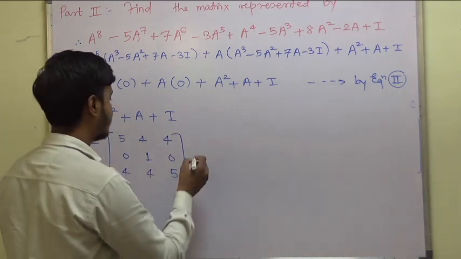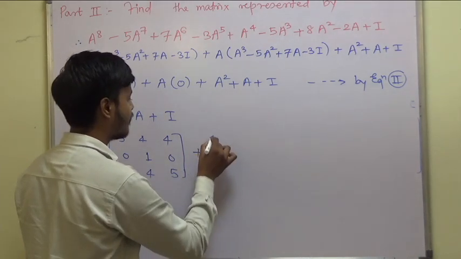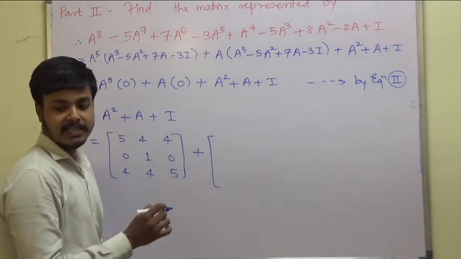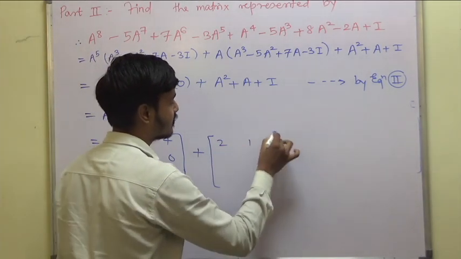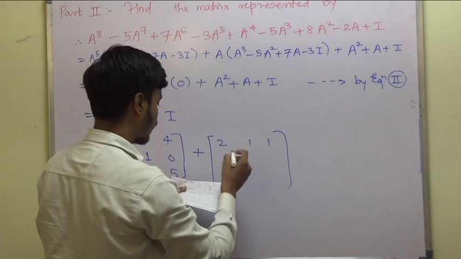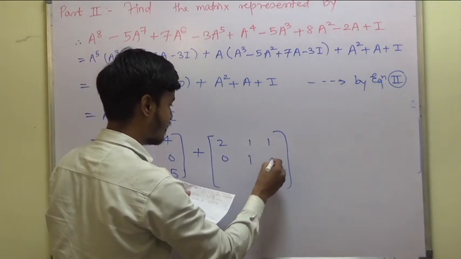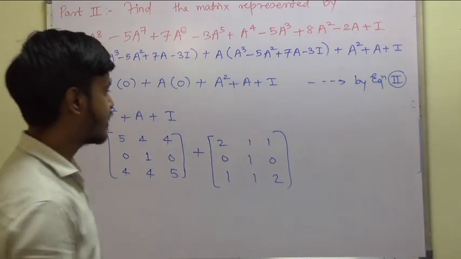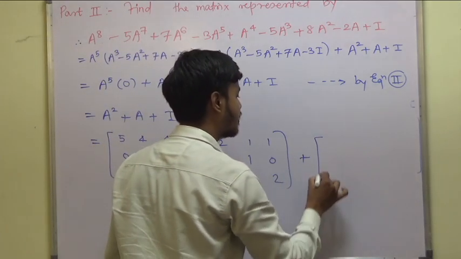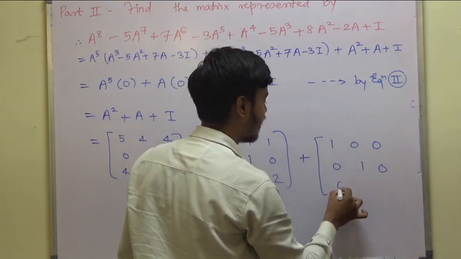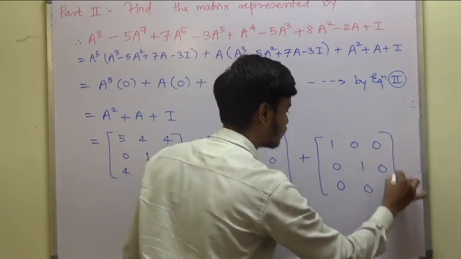In the second part we have just found plus a. What was a? Matrix A. Let me write down the given matrix from the question: 2 1 1, 0 1 0 and 1 1 2. Okay, so this was the matrix. And plus identity, simple: 1 0 0, 0 1 0 and 0 0 1.